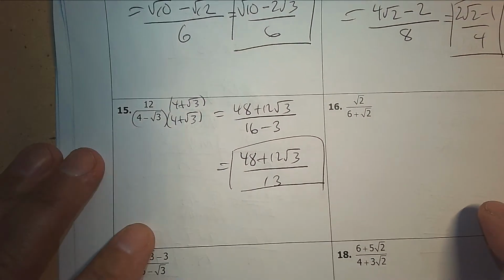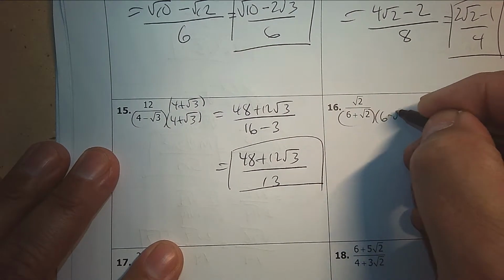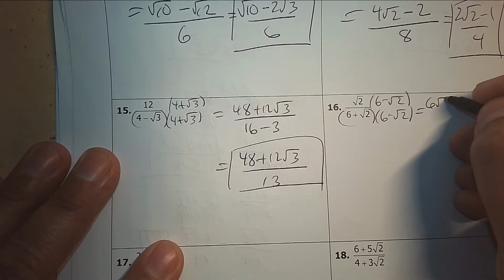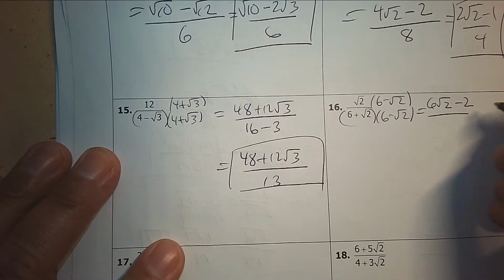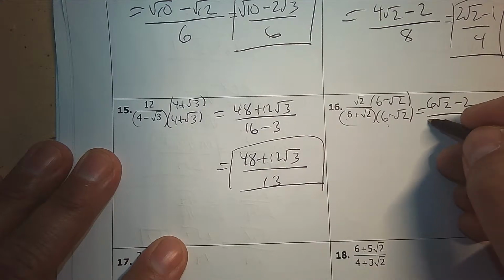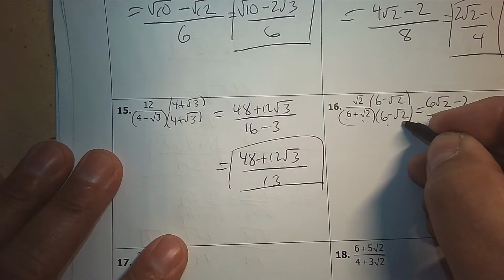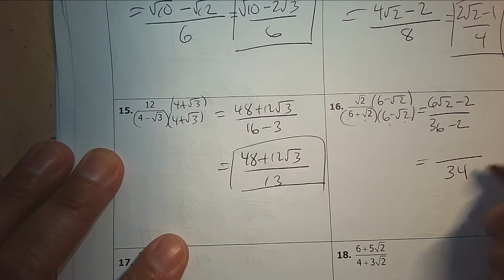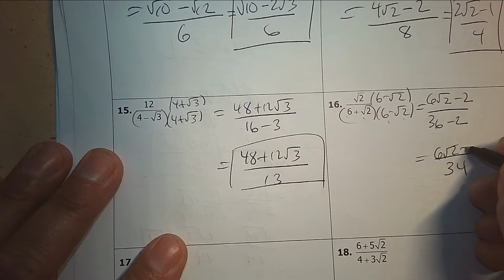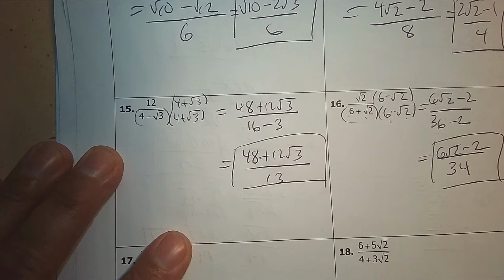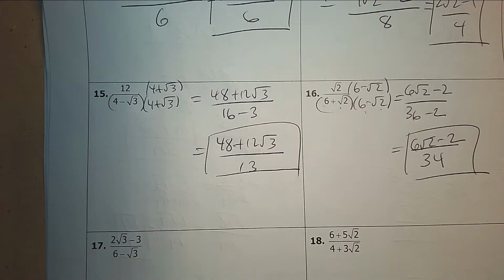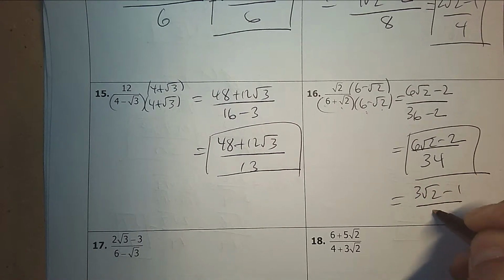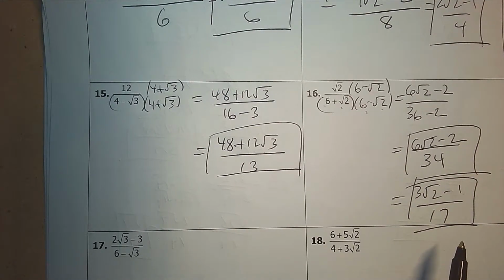Again, the conjugate, so 6 subtract root 2, top and bottom. So I end up with 6 root 2 minus 2, and then 6 times 6 is 36. Root 2 times negative root 2 is negative 2. It's like a difference of squares, so we don't have that middle number. And then we have a rational number in the denominator. 2 goes in everything evenly, so you could actually write it like this in lowest terms.